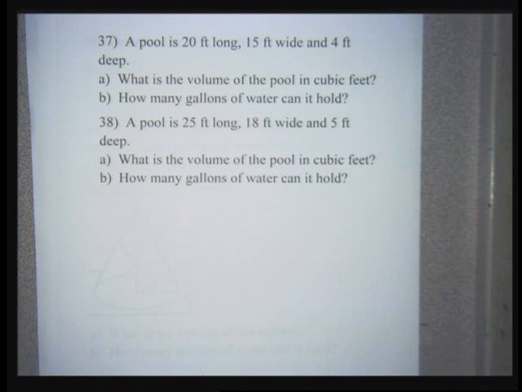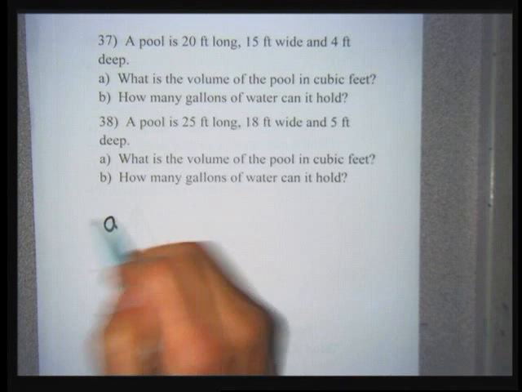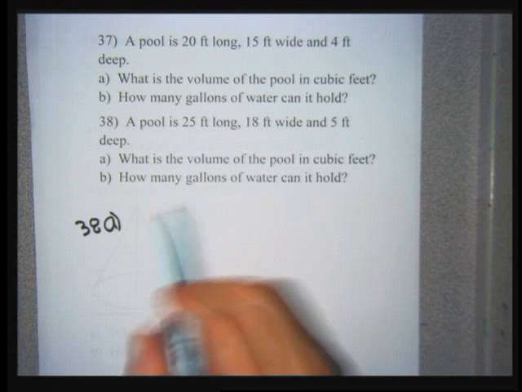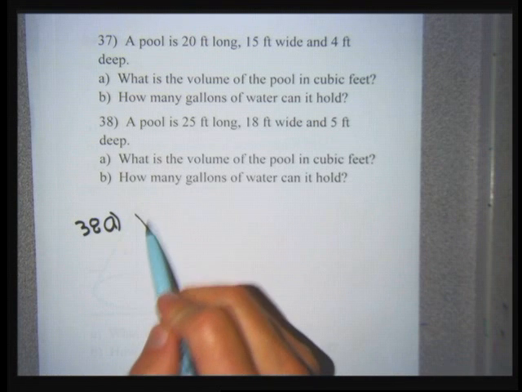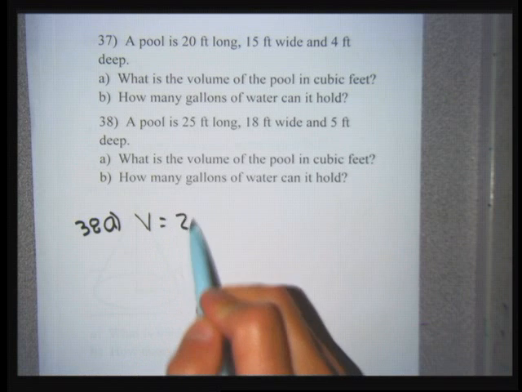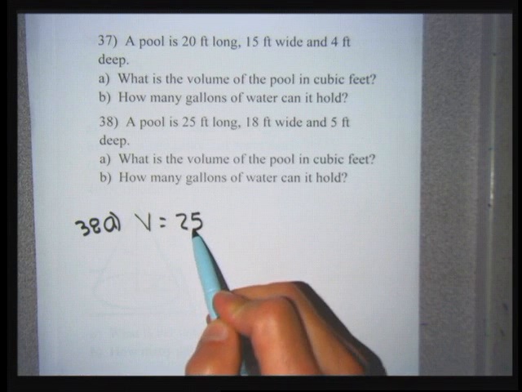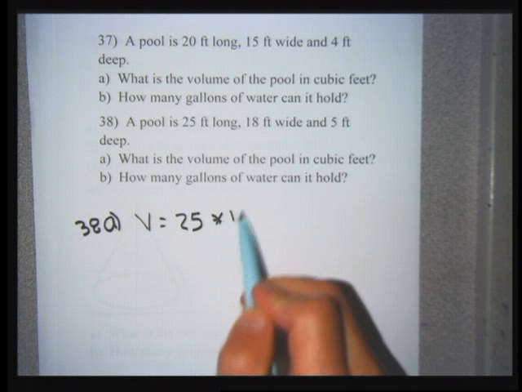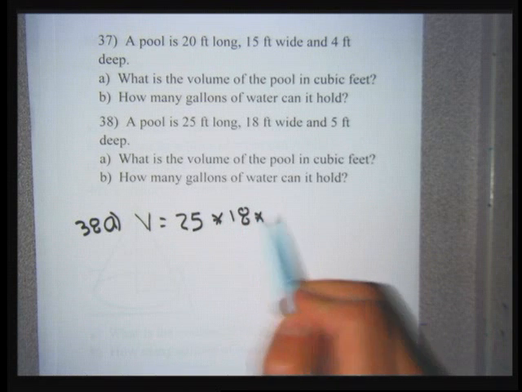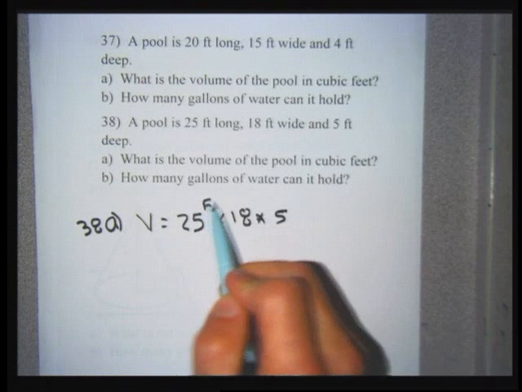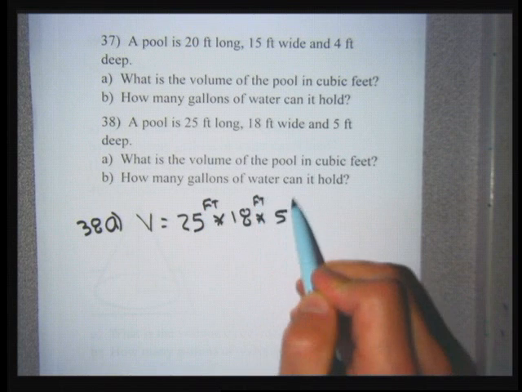So 37 and 38 are like the example that we did. So part A, it gives me a pool that's the shape of a rectangular prism. And I'm going to find its volume. So for part A and number 38, the volume of a pool, I'm not going to sketch it because it's going to be embarrassing if I tried that. The volume of a pool that's a rectangular prism is its length, which is 25 feet, times its width, which is 18 feet, times its depth, which is 5 feet, and the units are feet times feet times feet. So the volume is going to be in cubic feet.